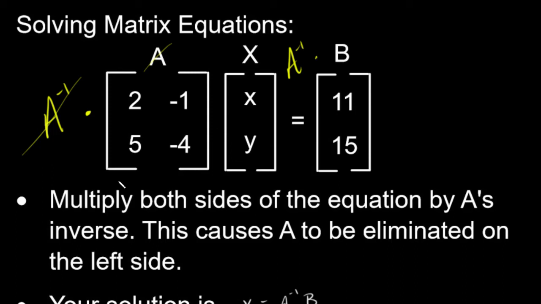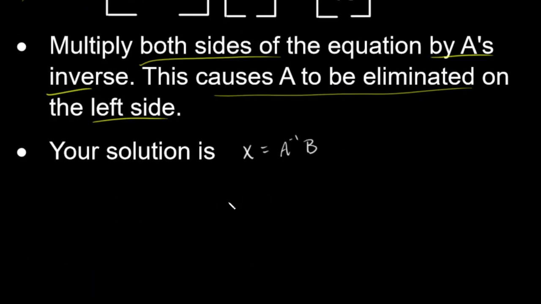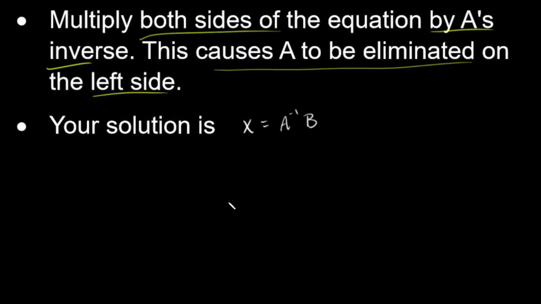This is the step. So multiply both sides of the equation by A's inverse. This causes A to be eliminated on the left side. So multiply on the left here by A inverse, multiply on the left here by A inverse. Then your solution is X equals A inverse B. You should memorize this. A inverse B. Because we're going to be using it a lot, and you're going to be seeing it throughout lots of different chapters, lots of different practice sheets. You'll be trying to solve systems, and this way will always work so long as the systems have a unique solution.